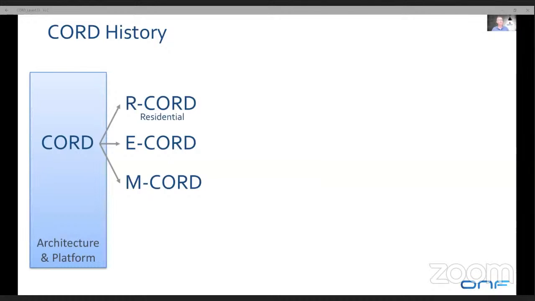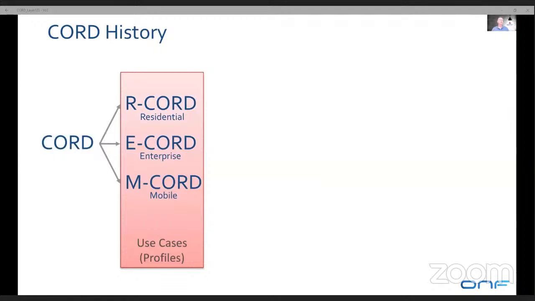R-Cord was targeted at the residential use case, so it was basically targeted at passive optical network. E-Cord was targeted at enterprises, so we wanted to connect enterprises to the metro area network and to each other. And M-Cord was targeted at the mobile use case, and in particular 4G at the time, and evolved into 5G as well. So these were use cases, and the whole idea was Cord was a general purpose platform. Then we would load different profiles into that platform.